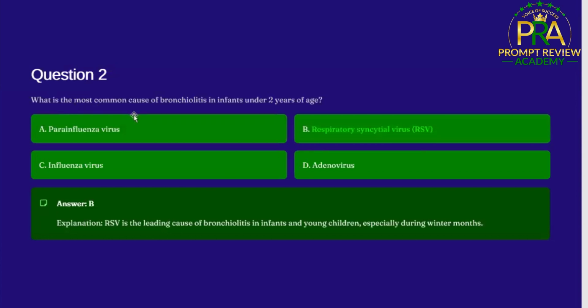What is the most common cause of bronchiolitis in infants under 2 years of age? We mentioned bronchiolitis, and I also mentioned that you need to take note of the virus that causes it. So the answer is respiratory syncytial virus, RSV. RSV is the leading cause of bronchiolitis in infants and young children, especially during winter months.